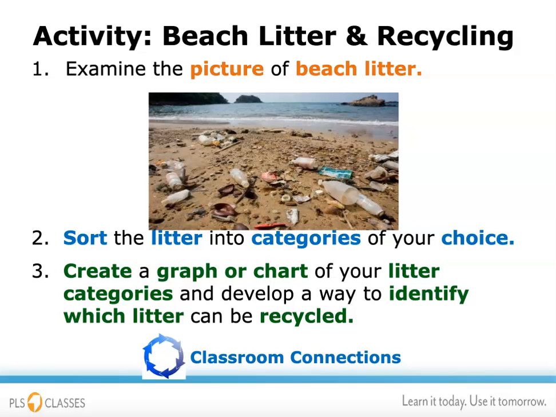Please remove the beach litter and recycling picture from your course folder. Please go to Canvas, Modules, Section 4, Part 5, Beach Litter and Recycling to find the activity directions and your grade level group members. Use the editable Google Doc assigned to your group to analyze and categorize the litter you see in the picture. Create a graph or chart of your litter categories and develop a way to identify which litter can be recycled. Be creative and find unique and interesting ways to graph your findings.